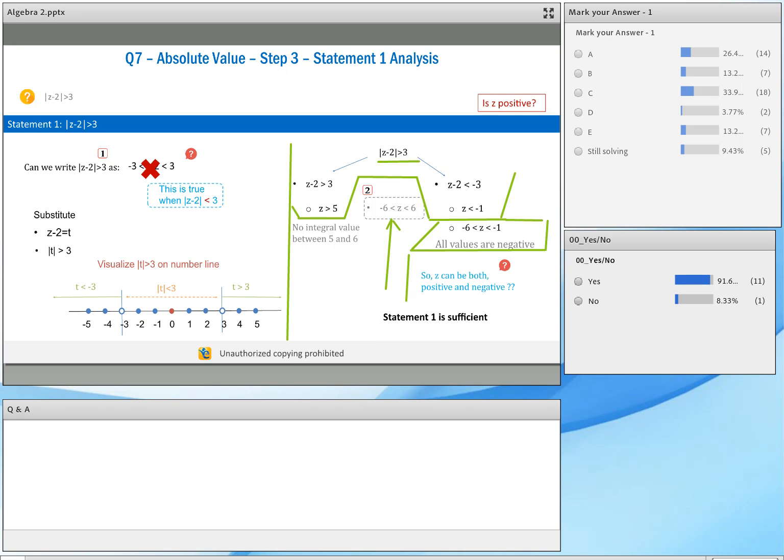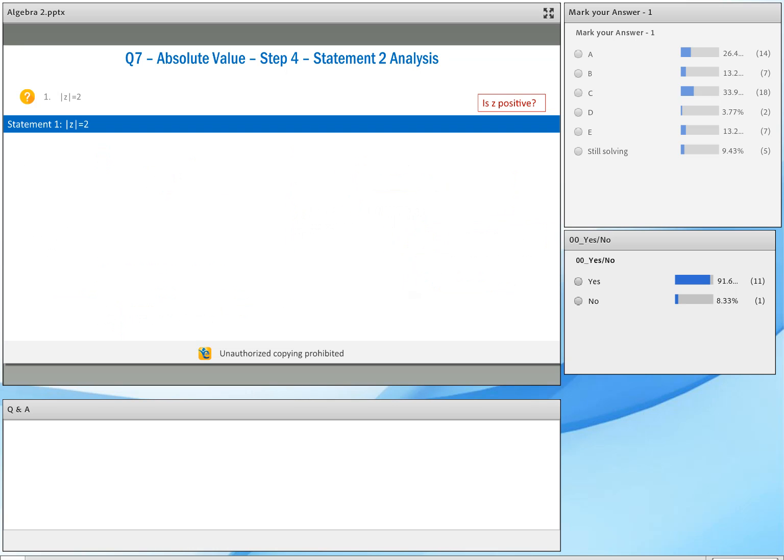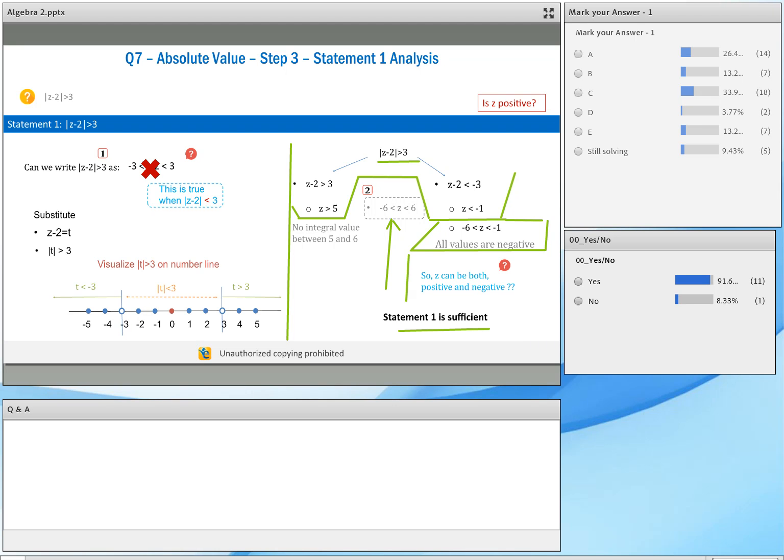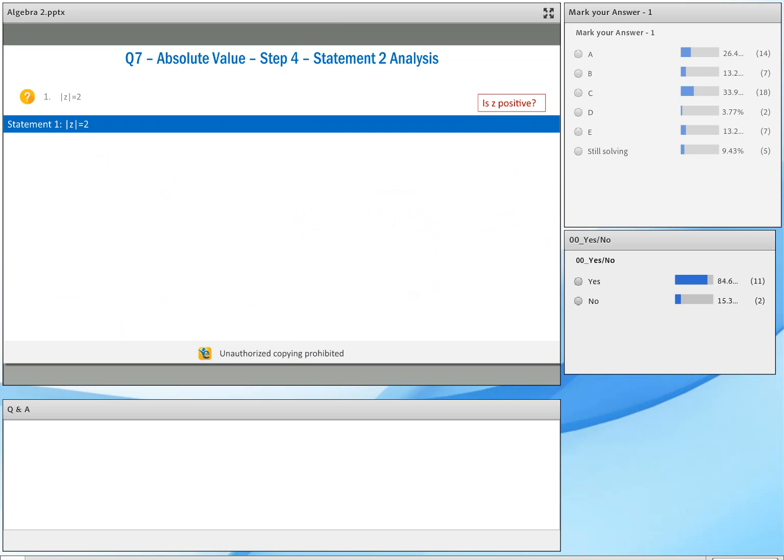Statement 2 tells us that z is... okay, so now here from statement 1, we know that statement 1 is sufficient, which means that the possible answer choices are A and D. Now for D to be the correct answer, statement 2 should be sufficient on its own. Now what does statement 2 tell me? Statement 2 tells me z is plus 2 and minus 2. So it tells me that z could be both of these values. So statement 2 is not sufficient. It doesn't help me answer the question, which means that the correct answer is choice A.